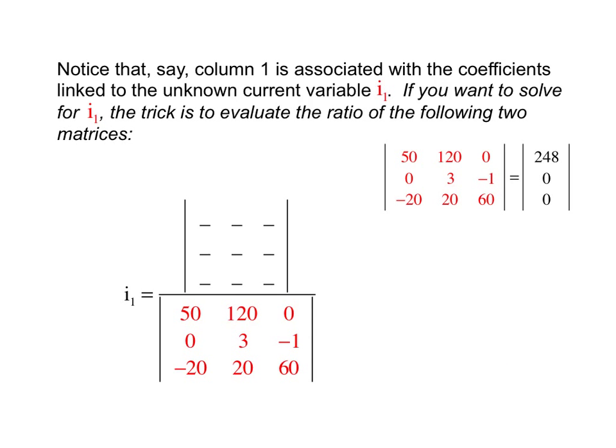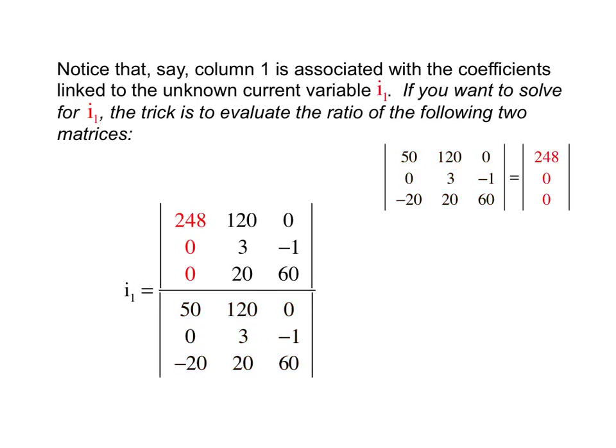If I want to know what the solution to I1 is, it's equal to the ratio of the evaluation of two matrices. The bottom matrix is the evaluation of the determinant. So it's just this thing brought down. I'll talk about how to evaluate it in a second. The top matrix is the determinant with one alteration, the alteration being that the column that's associated with the variable you're solving for is substituted out with the constants.